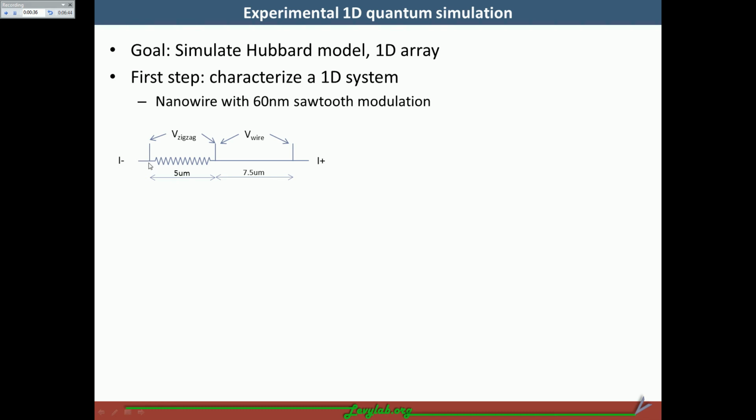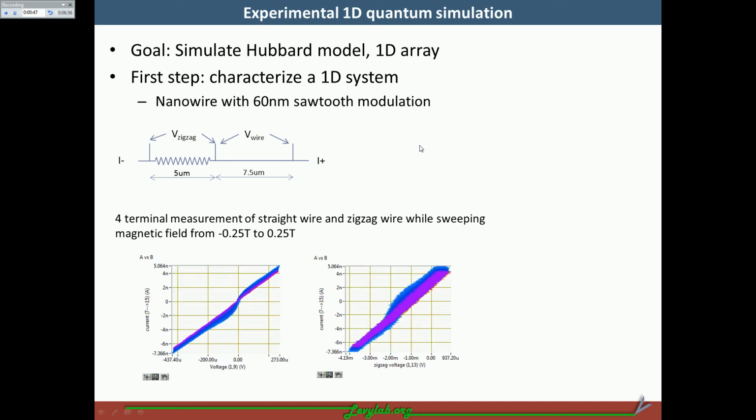So the structure looks like this. There's a 60 nanometer sawtooth in our structure, and then a straight portion of the nanowire. And so we're able to see superconductivity in this nanowire. So this is varying the magnetic field. We see superconductivity in this nanowire, and then this is the zigzag portion of the wire. So there's definitely a difference between the two portions, and there's a lot of inherent noise in this zigzag channel that we can try to understand.